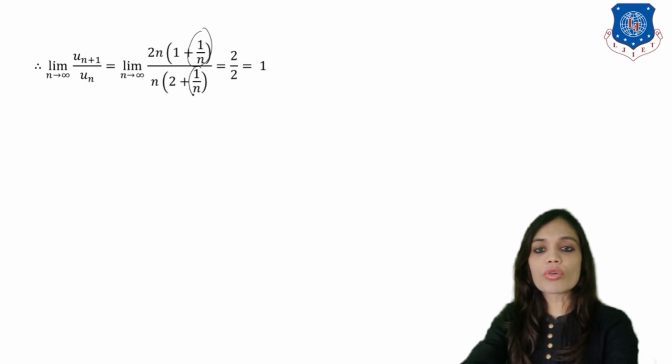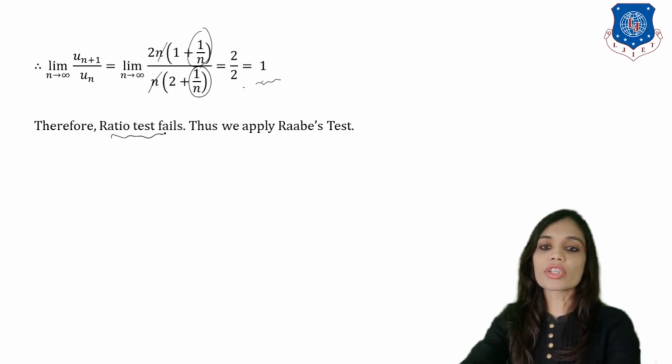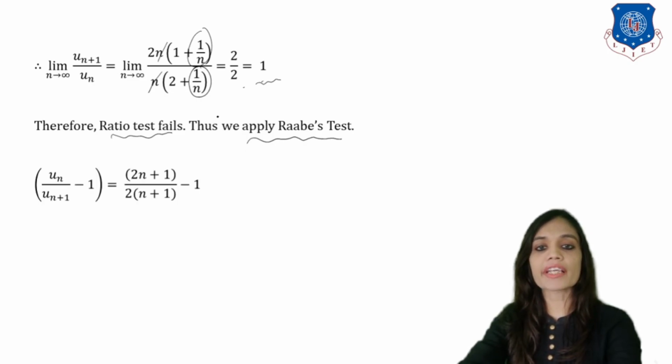Again this limit will go to 0. So finally n gets cancelled out. So finally the answer of the limit will be equal to what? 2 upon 2. That will give us answer 1. So we can say that our ratio test fails. Thus we have to apply Raabe's test. Okay. So start applying Raabe's test.